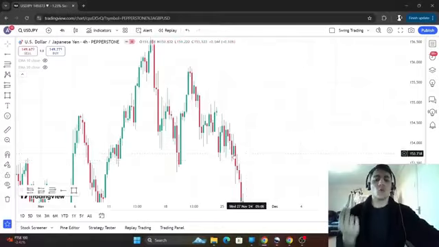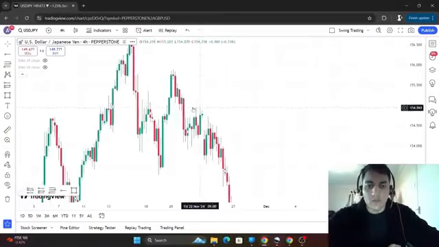What is an order block actually? An order block, when we're bearish, is the last up-close candle before a down move, right?